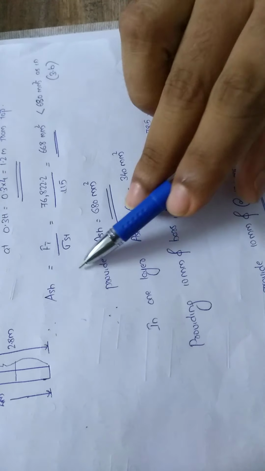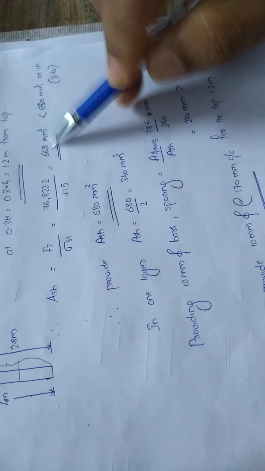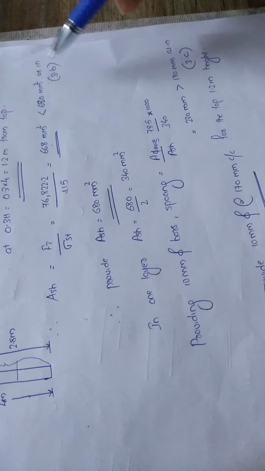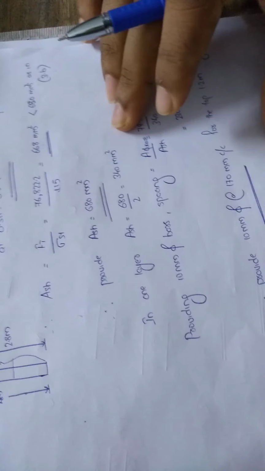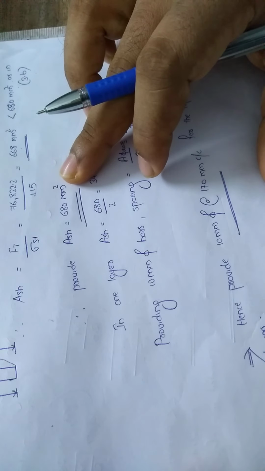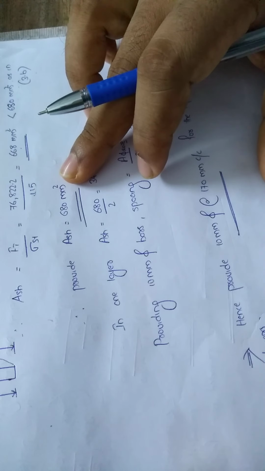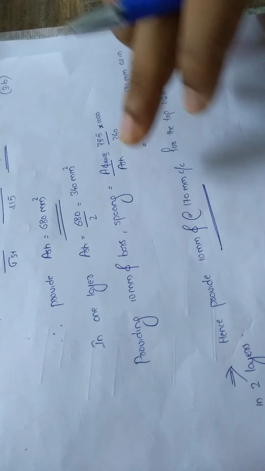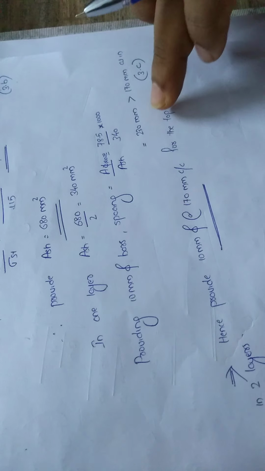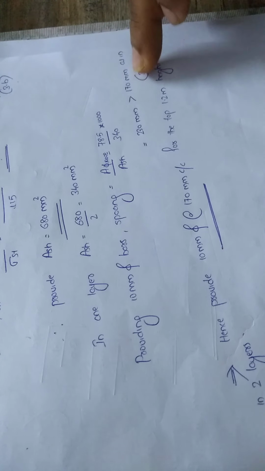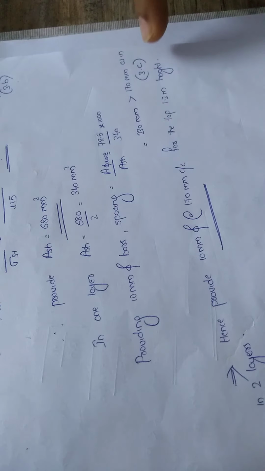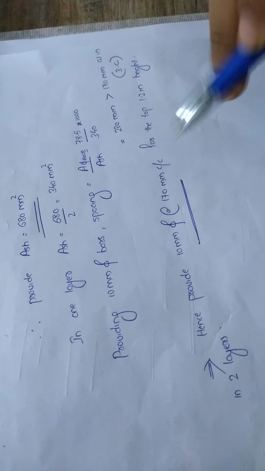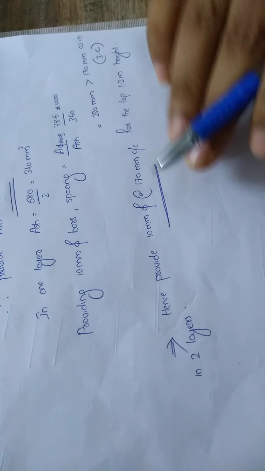So the ASH that we are getting is only 668, which is less than 680 mm squared, which is the minimum reinforcement that we have found out in 3B. So the ASH here is 680, and in this problem we are providing the hoop reinforcement in 2 layers. So in 1 layer it will be 340 mm squared, and providing 10 mm dia bars, the spacing will be 230, and that 230 is greater than 170 mm, which is our maximum spacing criteria 3C, and hence we provide 10 mm dia at 170 mm center to center for the top 1.2 meter height.